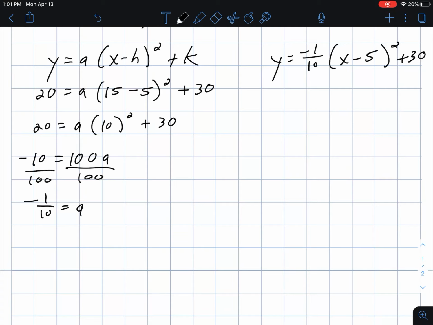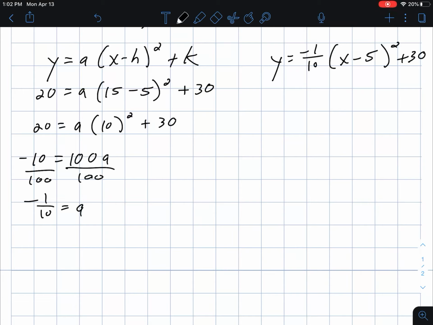Next thing we want to do is, well, there's a couple of things you can do. Obviously your vertex jumps out at you there, the (5, 30). You now have an a value to work with. And then you can also go from here into quadratic form. This is something that we did early on, when we talked about vertex form in terms of transformations and graphing.